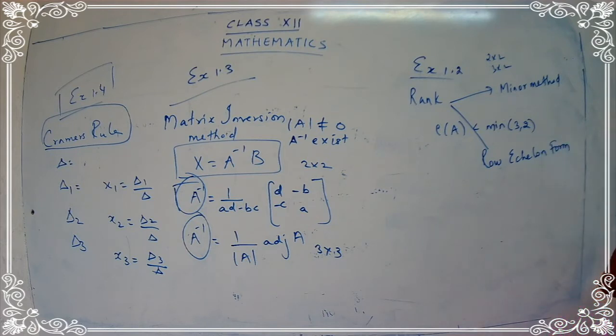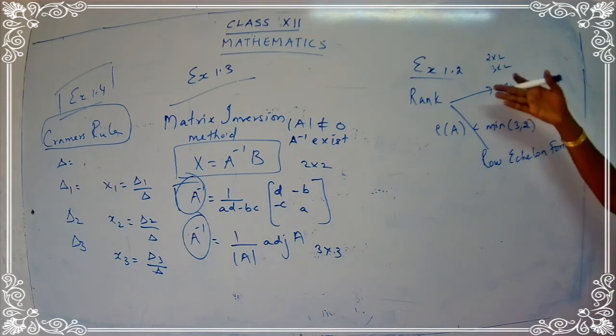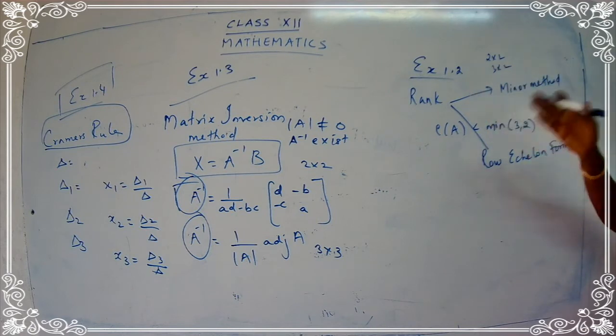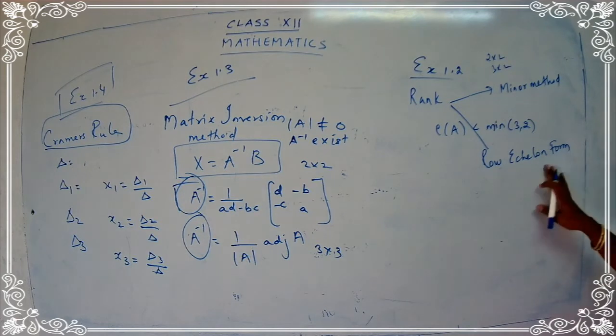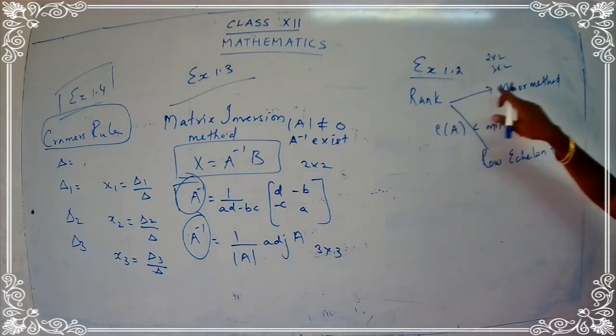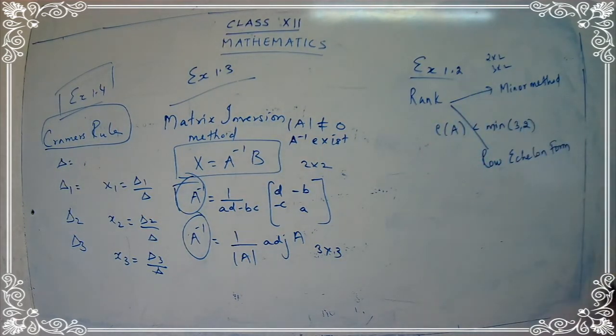Okay, so just remember this. I'm just refreshing your mind so that whatever you have studied comes back to you. When you come to exercise 1.2, just refer to your classworks also. You can see the different sums that we have used there. So we have studied two ways of finding rank: one is by minor method and one is by row echelon form.